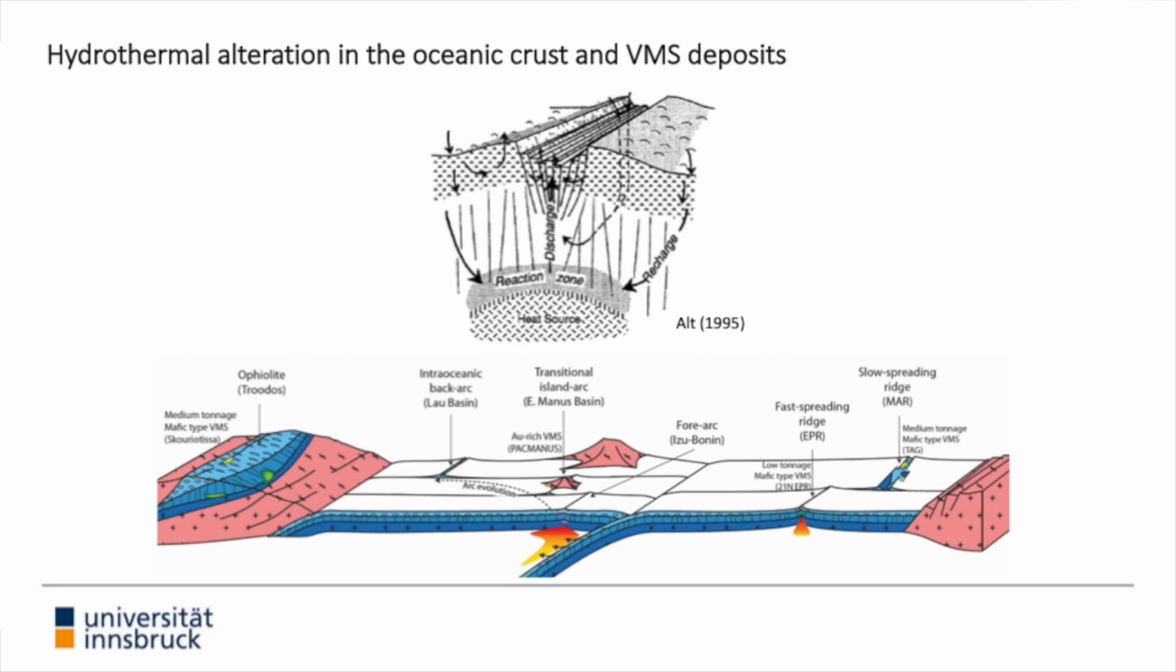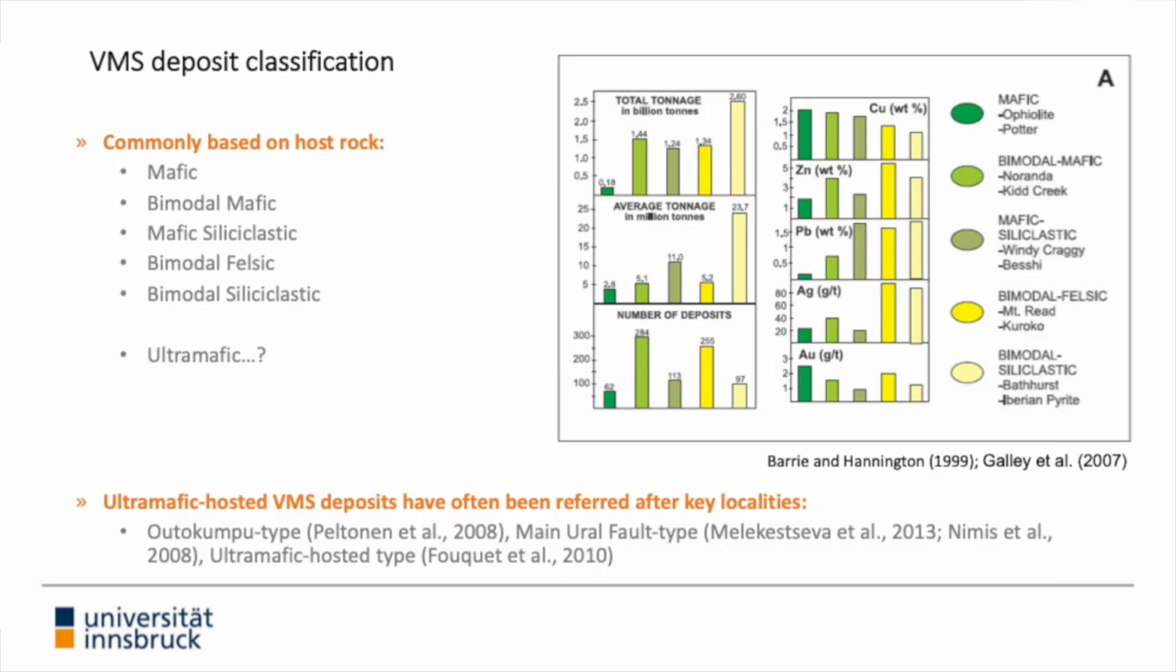And we know that VMS deposits form in many different tectonic environments associated with the oceanic crust. We know they form in fast-spreading ridges, in slow-spreading ridges, but also in supra-subduction zone environments, such as in fore-arc, island arc, and back-arc environments. And because they form in such diverse environments, they actually have different types of metal endowments, which is actually controlled by their host rock.